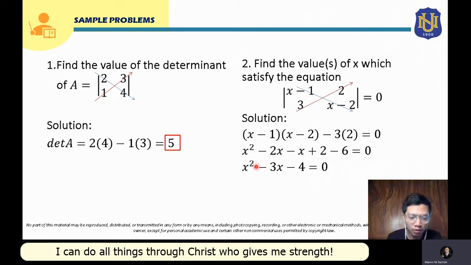So now, we can solve for the value of x. So this is actually a quadratic equation. So there are a lot of approaches that we can use to solve this. So the first one is using the quadratic formula.